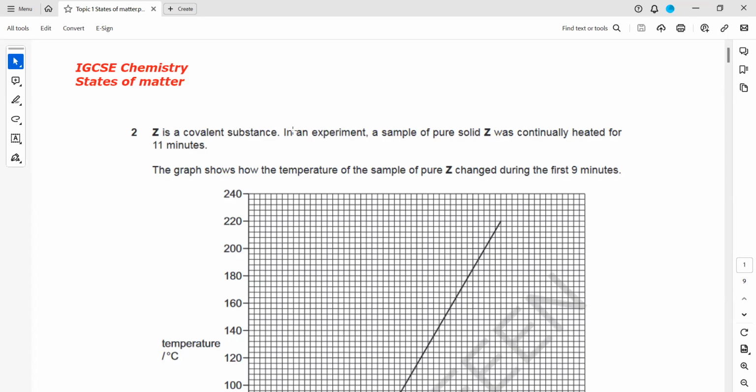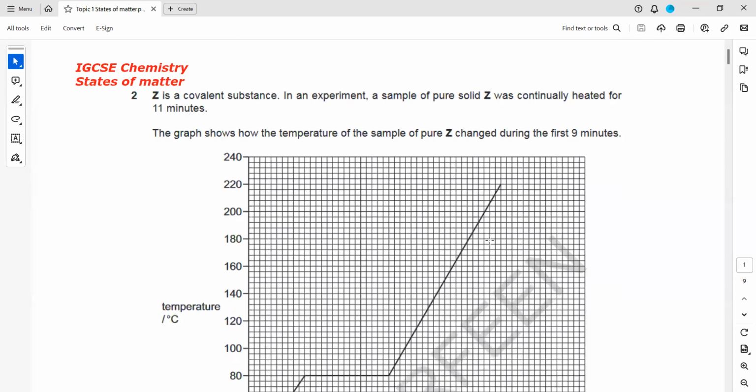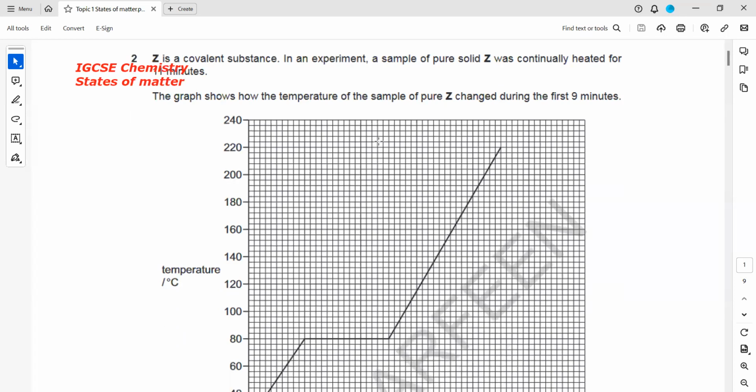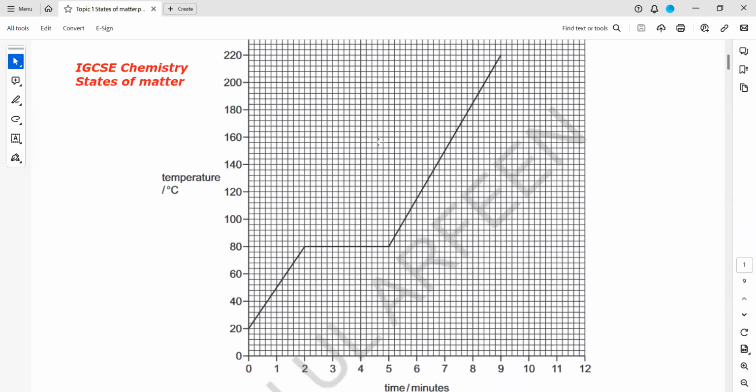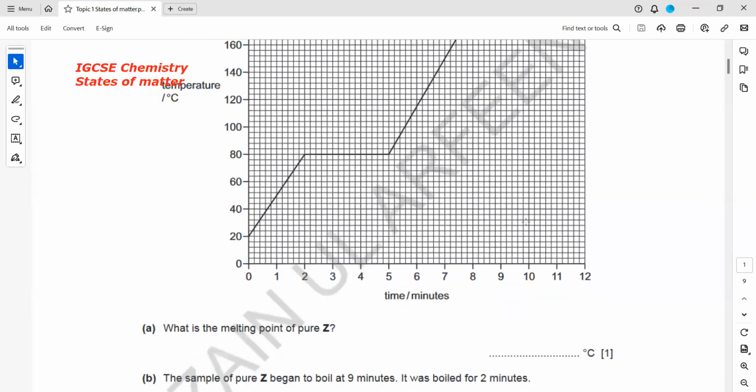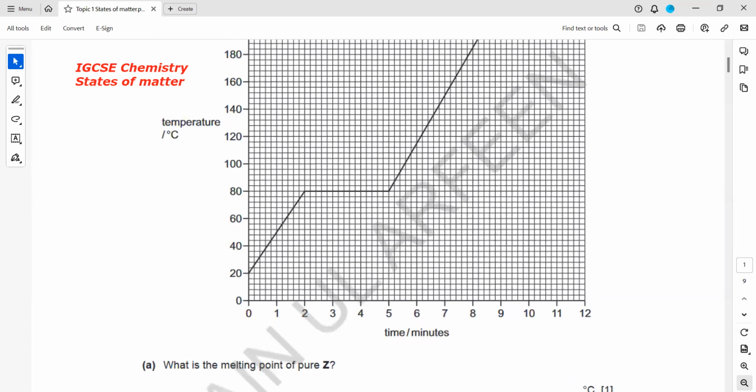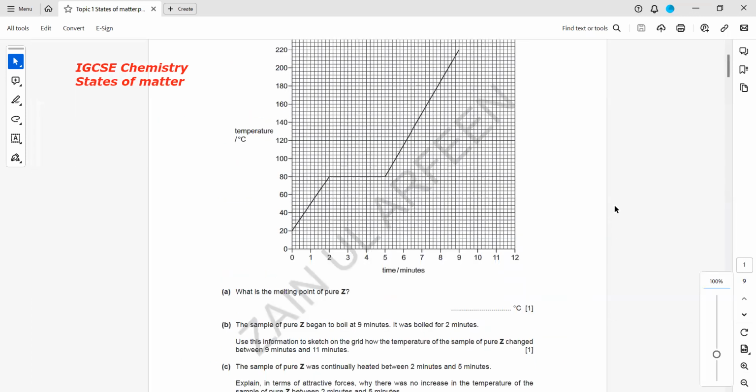So this exercise is related to the states of matter, the classified questions from topic 1. Z is a covalent substance. In an experiment, a sample of a pure solid Z was heated continuously for 11 minutes, and the graph of how the temperature of Z changes for the first 9 minutes is shown. What is the melting point of Z?